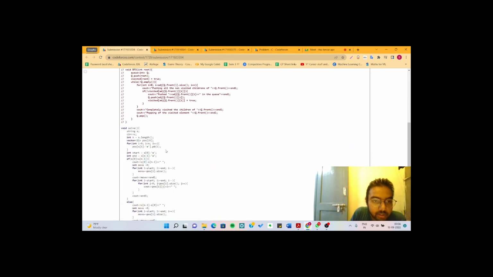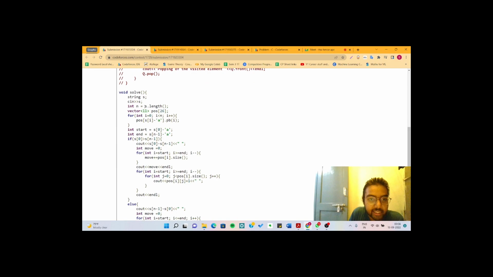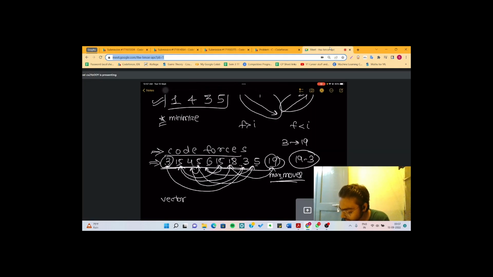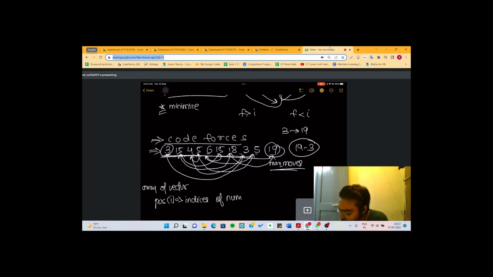Now initially what we do here is we input the string s, we check its length, and then I make an array of positions. This is an array of vectors, where position I stores the indices of the character a plus I.